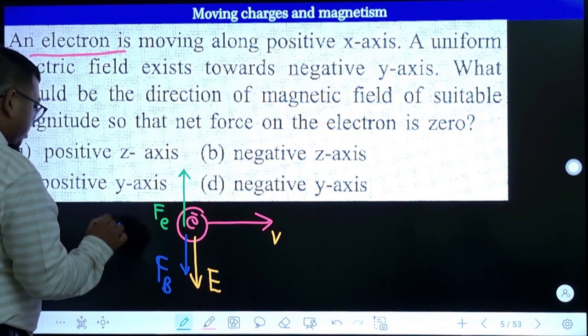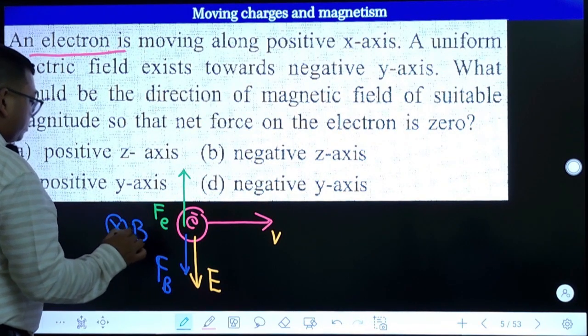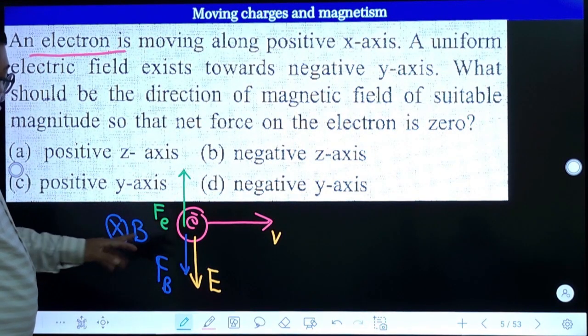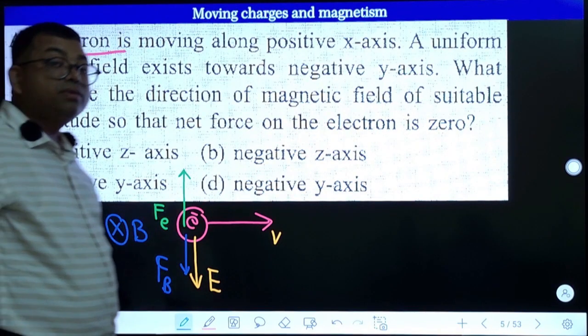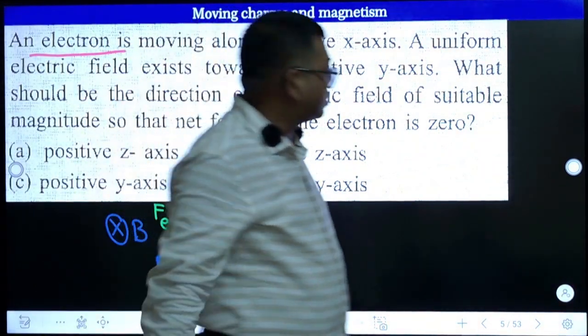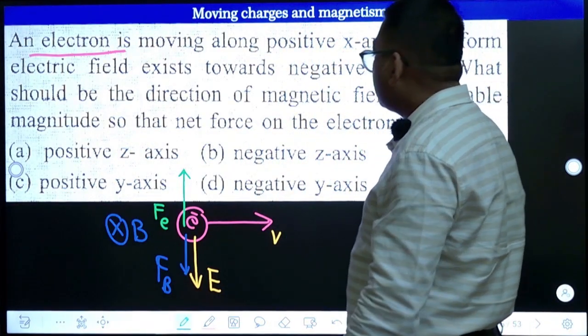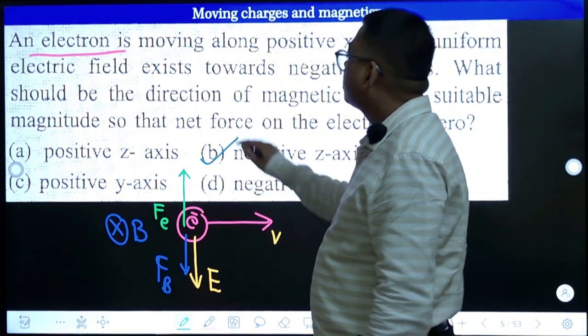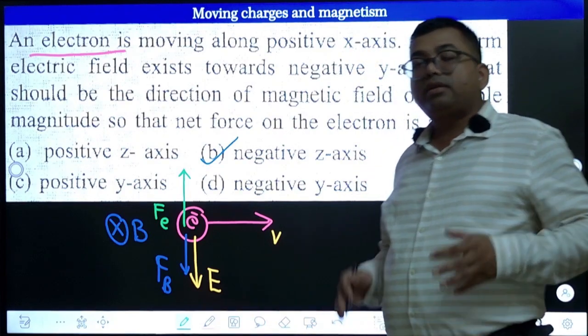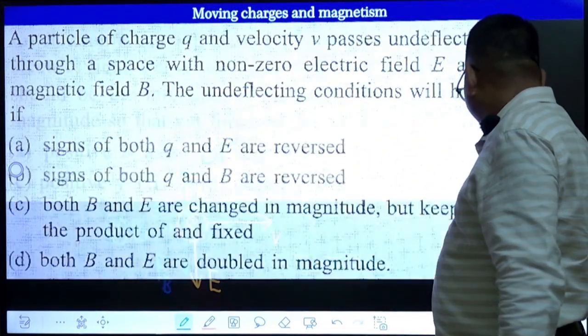Magnetic field inside means cross. The magnetic field must be inside, meaning along the negative z direction, right? So along the negative z axis direction, we can choose option B. Clear? Let us move to the next question.